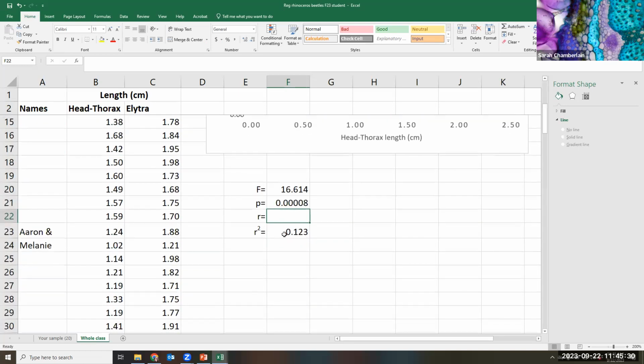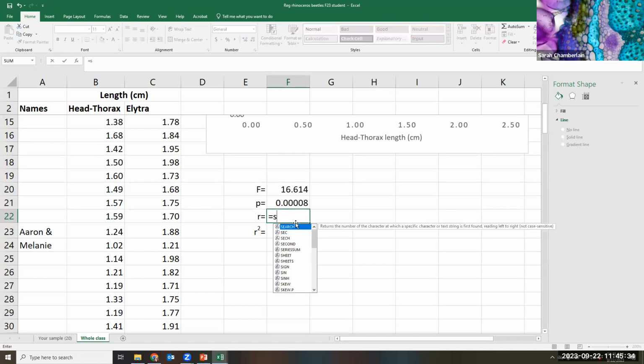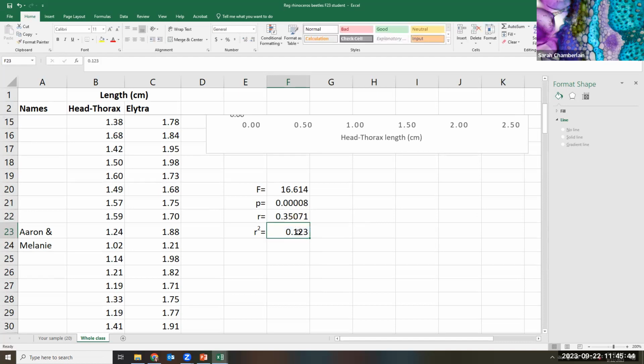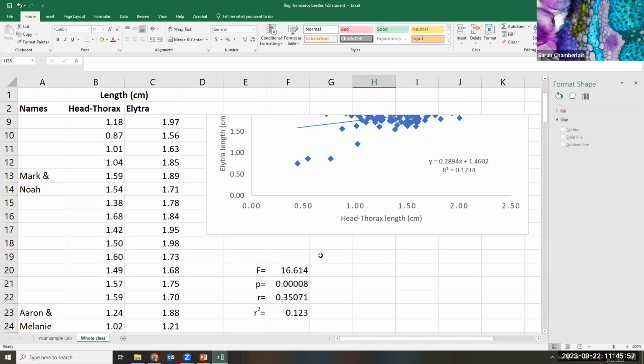Okay, so somebody give me the square root of this. Oh, there's no square root. I mean, there is. I guess I can do it. Nice. So the trend line is up and R is positive. Yes, if the trend line is down, then our R is negative.